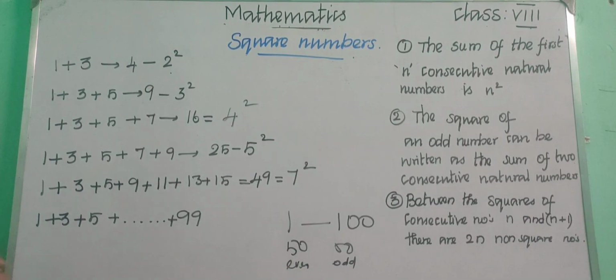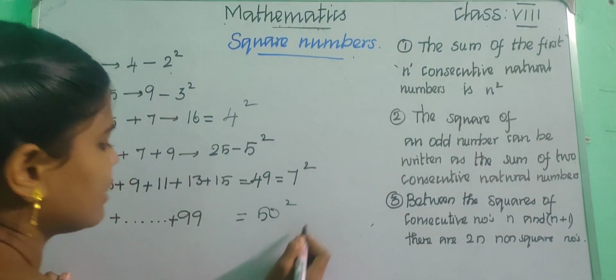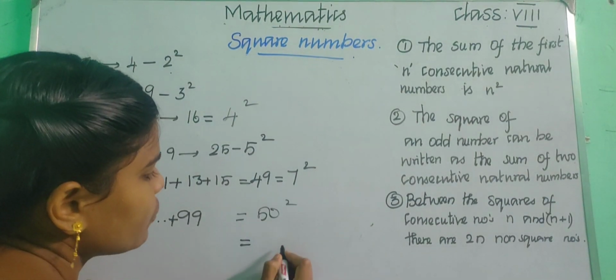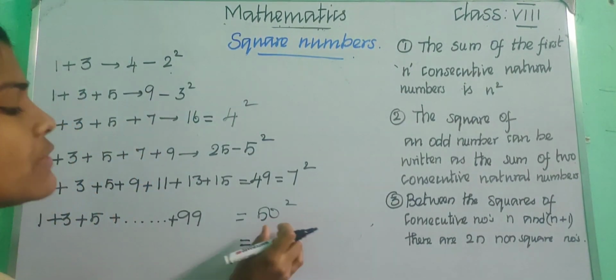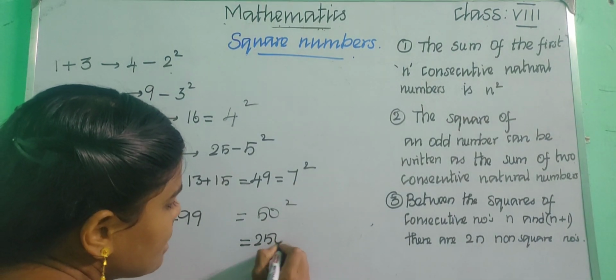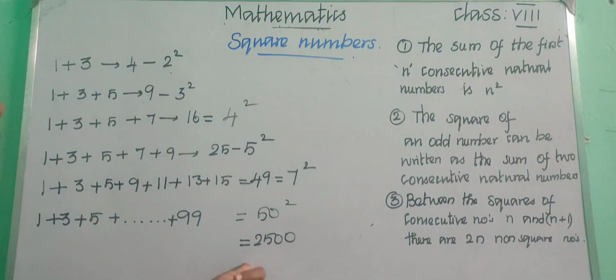50. Okay, children, so simply we can write 50 squared. 50 squared means what? 50 into 50, right? So 50 squared means 5 fives are 25, then 00. So 2500 is the answer. Okay, children.